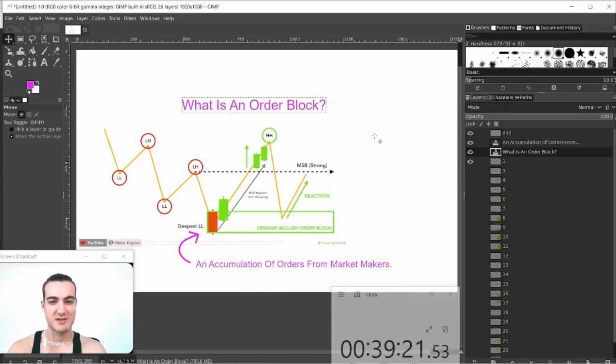This is actually very simple. What is an order block? An order block is an accumulation of orders for market makers.